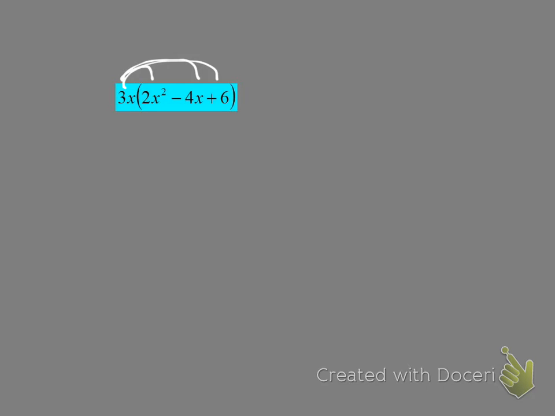So 3x times 2x squared. You see how this is kind of taking your exponent rules and putting them with this problem? Everybody see that? So 3x times 2x squared gives you what? 6x cubed. Good. Minus, you got 3x times 4x to give you 12x squared. 3x times 6, 18x. X times x squared is x cubed. X times no x is just x.